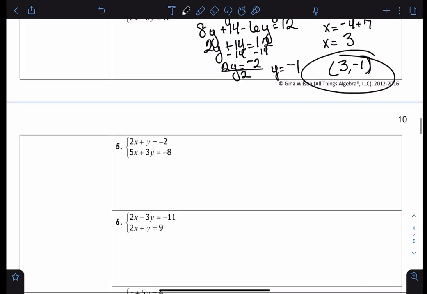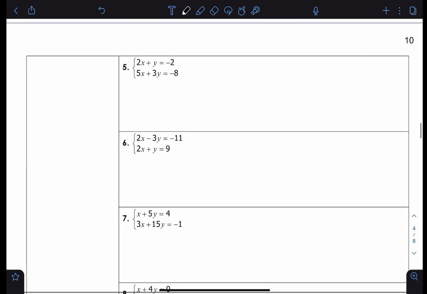So now we can move on to question 5. We have the equation 2x plus y equals -2, and our other one is 5x plus 3y equals -8. Focusing back on our first equation, our y does not have a coefficient. Therefore, we're going to convert it to a simple equation so that it's easy for us to work with and plug into our second equation.